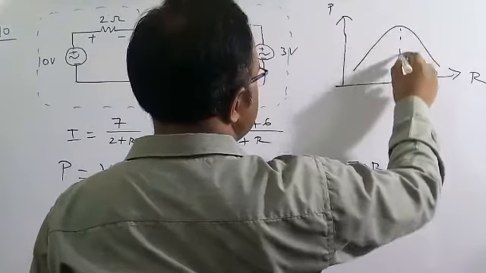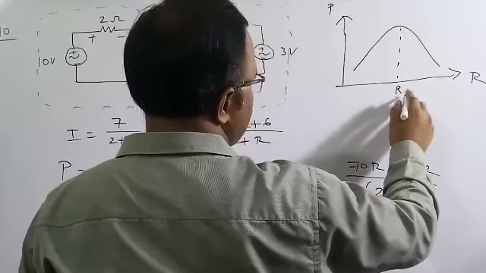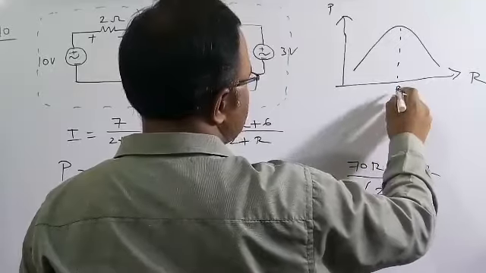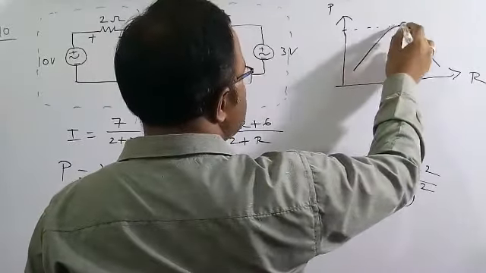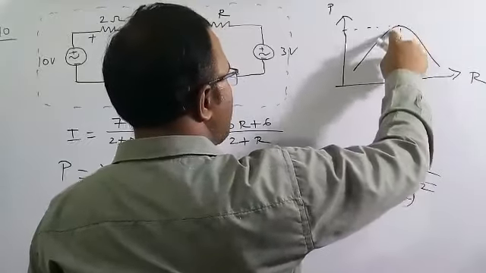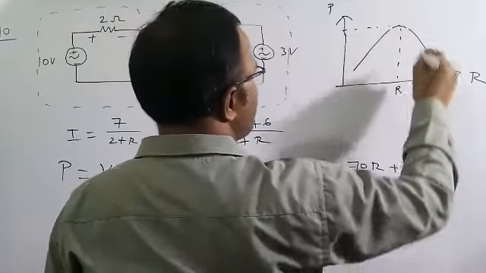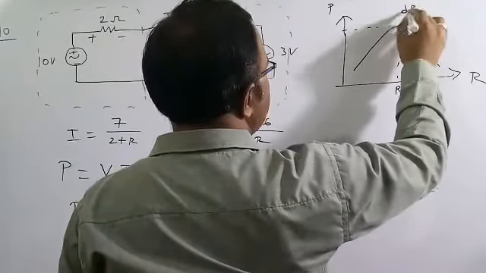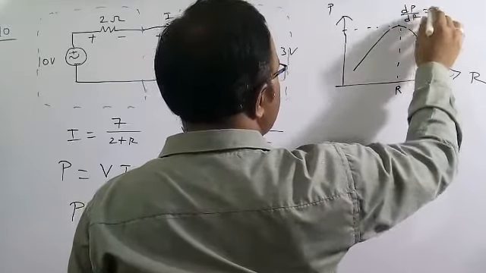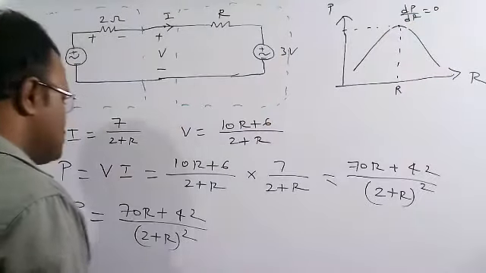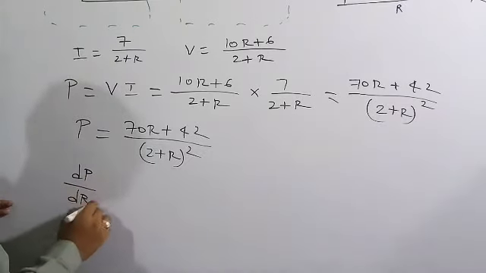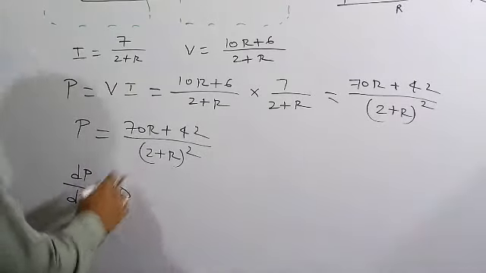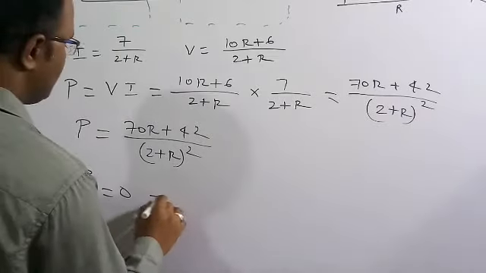So at this particular resistor R, the power is maximum. Therefore the slope across this value is equal to 0, meaning dP/dR has to be equal to 0 across this point. So that is what I am going to do here: dP/dR is equal to 0. Let me do the simplification here.